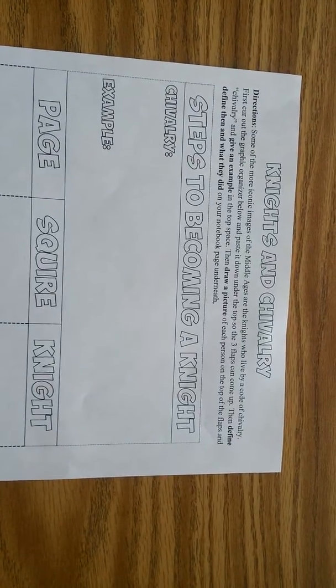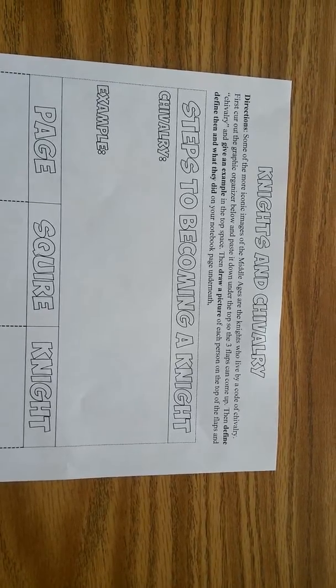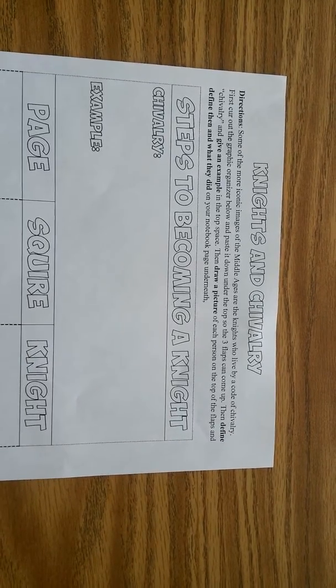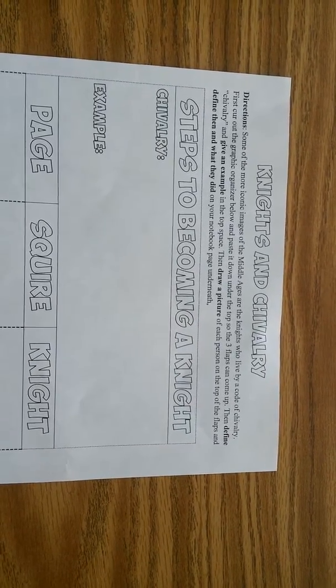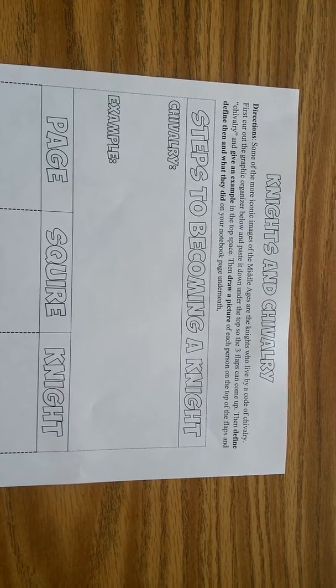Lastly, we have knights and chivalry. So for knights and chivalry, directions are, some of the more iconic images of the Middle Ages are the knights who lived by the code of chivalry. First, cut out the graphic organizer below and paste it down under the top so that 3 flaps come up. Then define chivalry and give an example in the top space. Then draw a picture of each person on the top of the flaps and define them and what they did on your notebook page underneath.